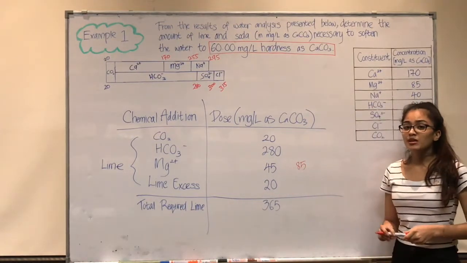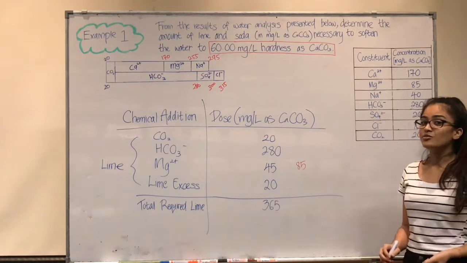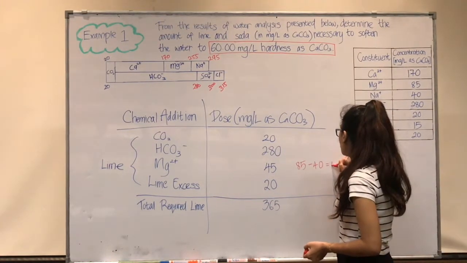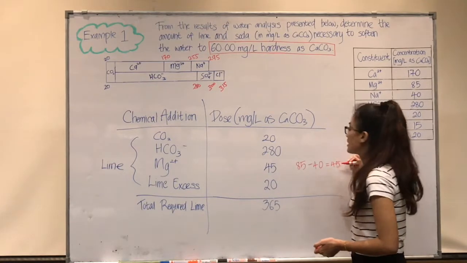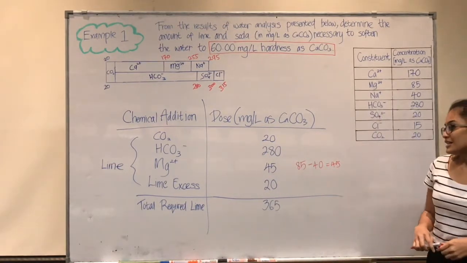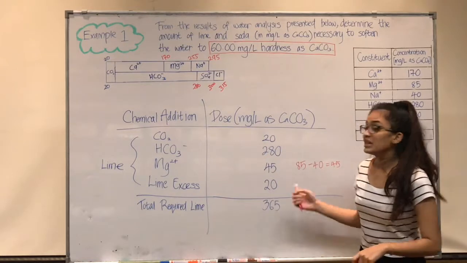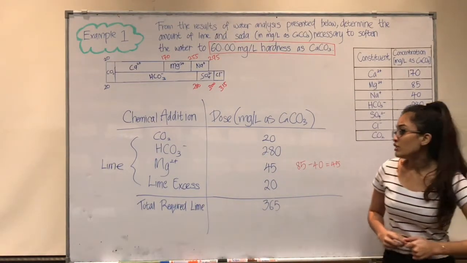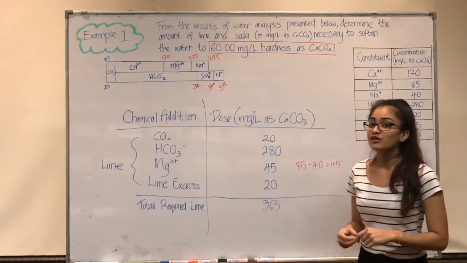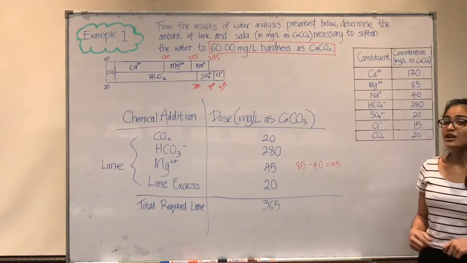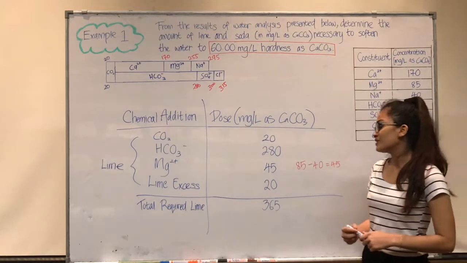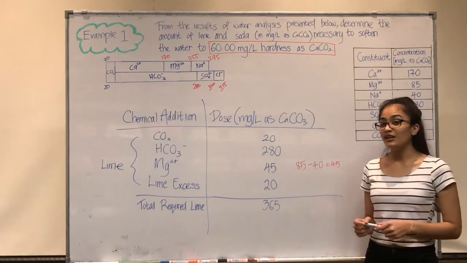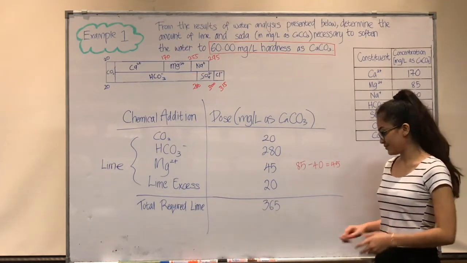However, the maximum amount of magnesium that needs to be removed is 40. Hence, it will be 45 milligrams per liter as calcium carbonate. Lastly is the lime excess, which is given as 20 milligrams per liter. So the total required lime to soften the water equals 365 milligrams per liter as calcium carbonate. Now I will pass the floor to Dinesh to explain further. Thank you.